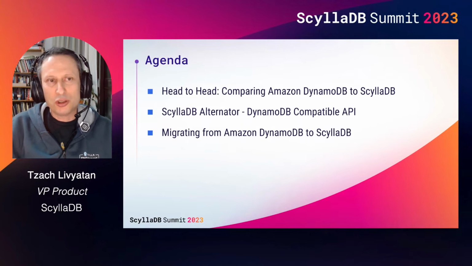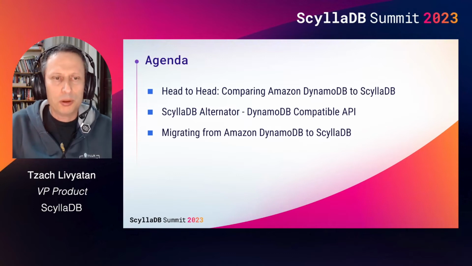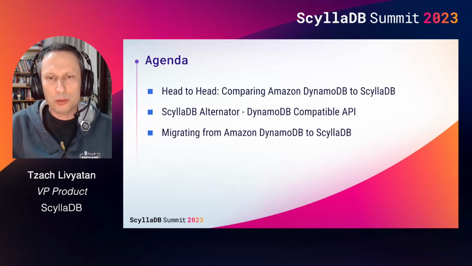So what is the agenda for today? Three main parts. I'm going to compare Amazon DynamoDB to ScyllaDB. I'm going to explain what ScyllaDB Alternator is, a DynamoDB compatible API. And if you are convinced that ScyllaDB is a good alternative for you, I'm going to explain how to migrate from DynamoDB to ScyllaDB.